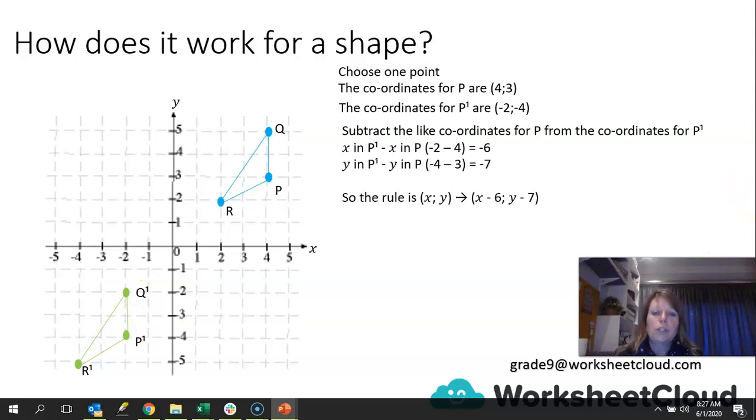So what you would do with a shape is you would work out the difference from the original point to one of the other points, and then check it on the other points in the shape. If that makes no sense, let's just go over it again. We worked it out for point P to point P1. Once we had done that, we can then check it on point R to R1 or Q to Q1. And if that rule applies, then the rule is correct. If the rule doesn't apply to the other points, then go back and check where you may have made a mistake.